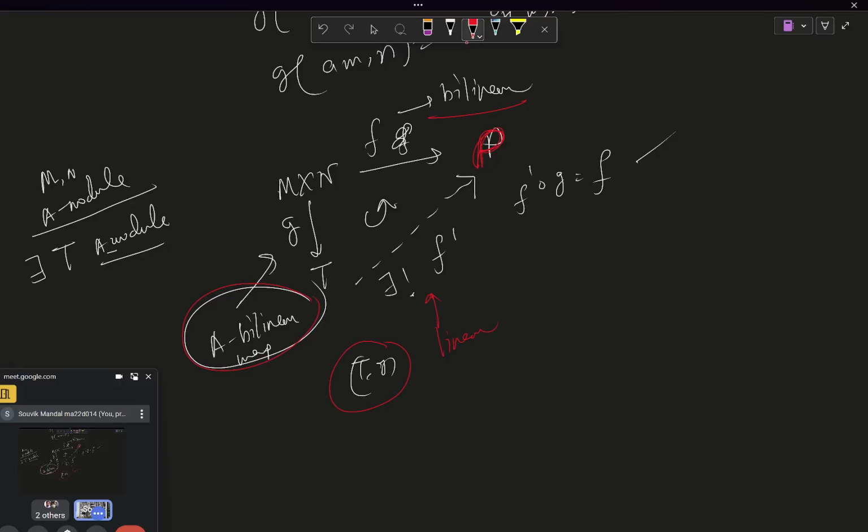If you couldn't understand, probably tell me. The property is that we have some M and some N, which are both A modules, and there is some module T and some bilinear map G, which satisfies some property. What is the property? If we have any arbitrary module P and any bilinear map small f from M cross N to P, then for this bilinear map we will get a linear map from T to P such that the diagram commutes. So this is the property that T comma G here is satisfying.